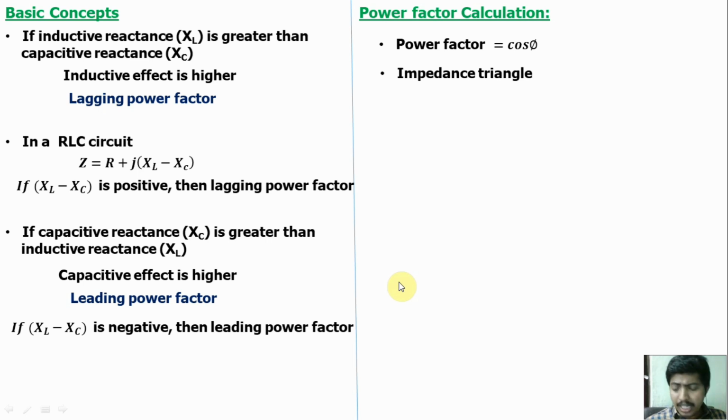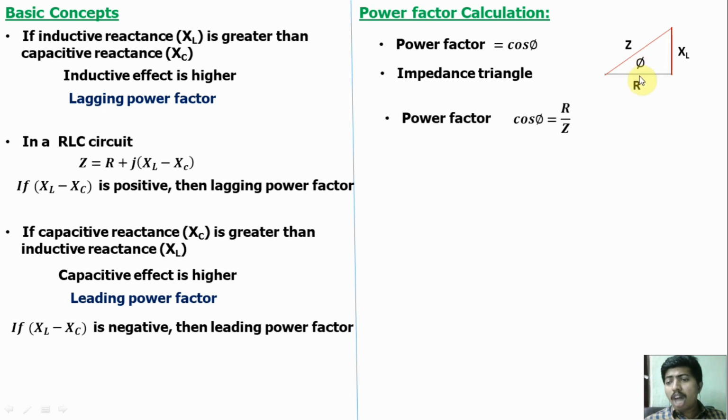We know the impedance triangle here. This is the resistance, this is the reactance, this is impedance. This is the power factor angle. So cos phi is equal to R by Z. This is the power factor. Okay, if you know the impedance Z and R, we can calculate power factor.